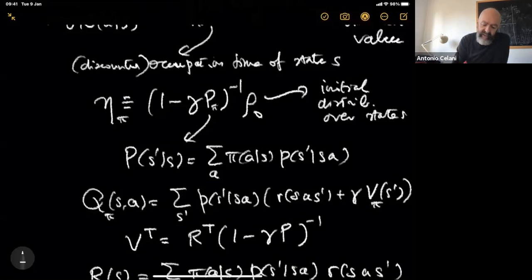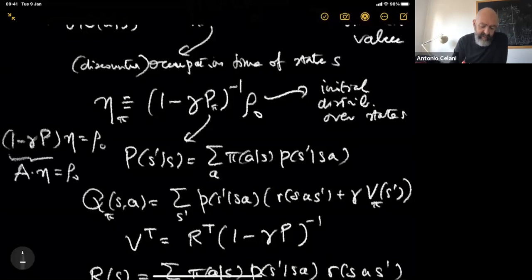The fact that this is a linear equation, you realize, because this is equivalent to (1 minus gamma P) times eta equals rho naught. So this can be written as a linear equation of the form matrix capital A times eta equals rho naught. So you just have to solve a linear problem here.